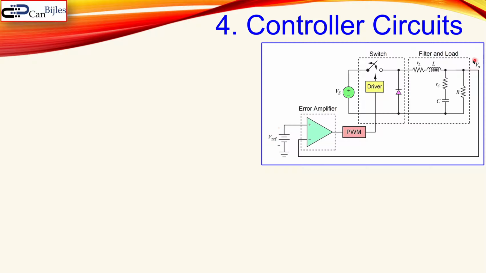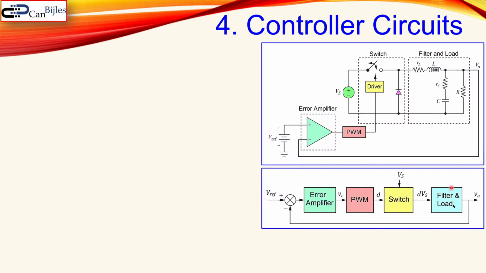So by having some changes in the output voltage, you can drive this switch, make the duty cycle wider or smaller. That's the whole purpose of this feedback configuration. And this is now given in the controller diagram. So we see the error amplifier, the PWM generator, our switch, and also our filter and load. And this is the output voltage, and this is our reference voltage. And here we have our input voltage, which is our Vs.